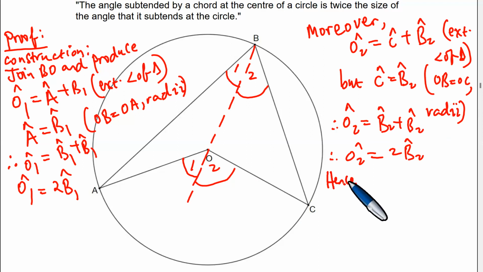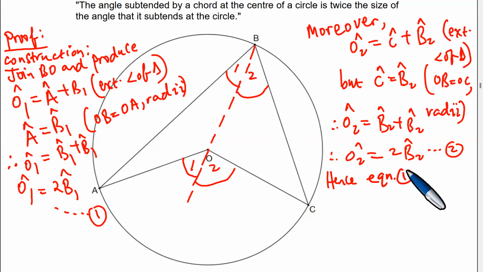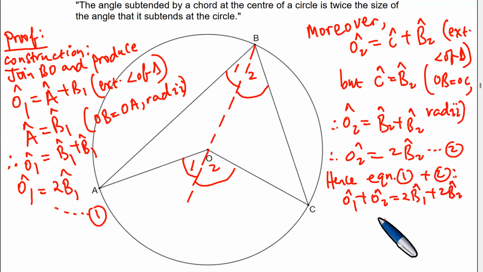Hence, we can call this one equation 1 and this one equation 2. If you take equation 1 plus equation 2 and sum them up, it means that angle O1 plus angle O2 is equal to, now O1 is twice B1 and O2 is twice B2, which means you have twice (B1 plus B2).